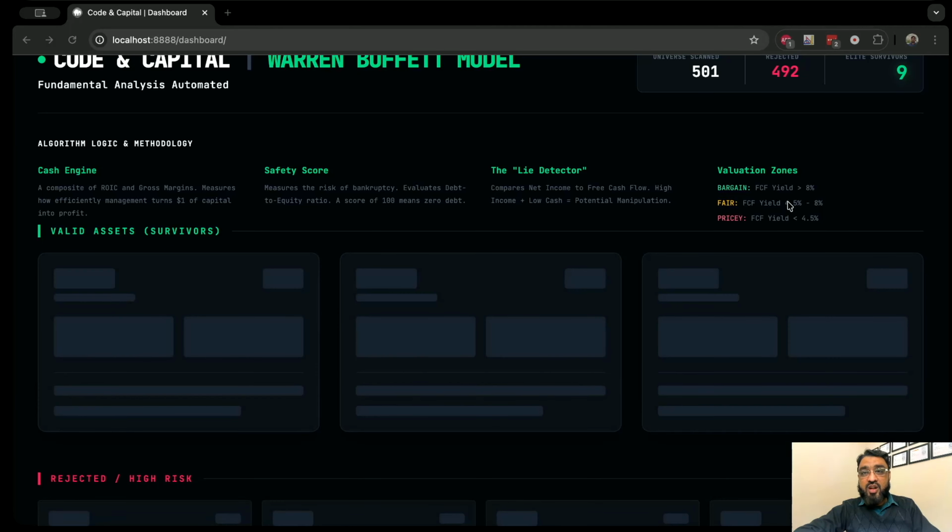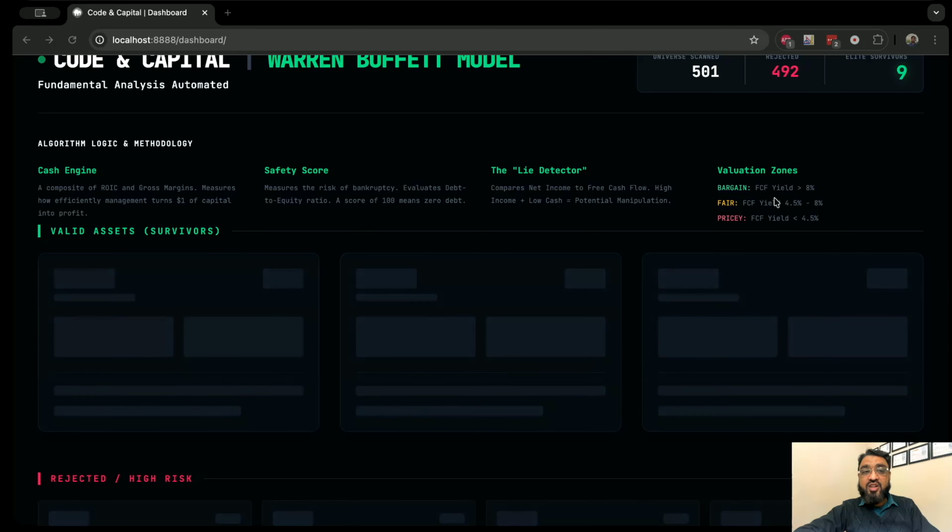Rule number 4, the valuation batch. The code found the quality, but it also checked the price. Even a great business is a terrible investment if you overpay for it. My system only highlights these companies if they are in the fair or bargain zones. These aren't just good companies, they are companies at a price that actually gives us margin of safety. That margin of safety is the difference between investing and gambling.